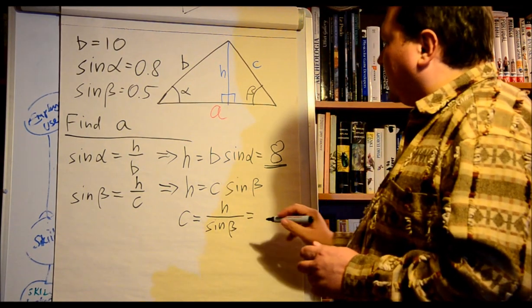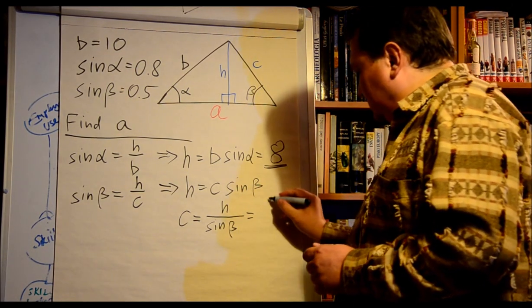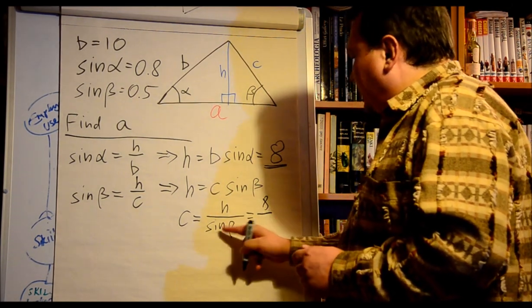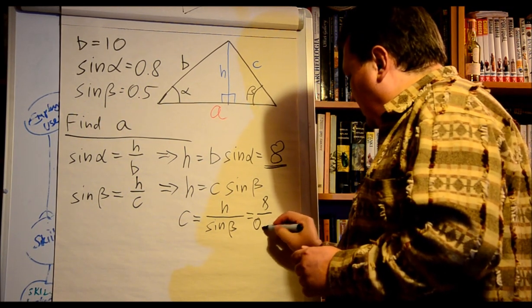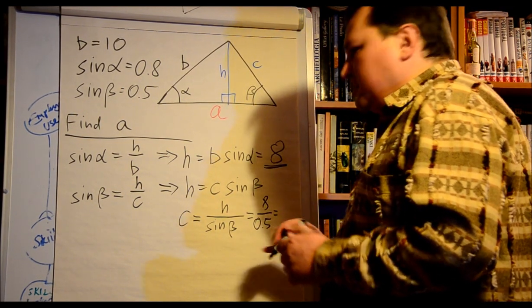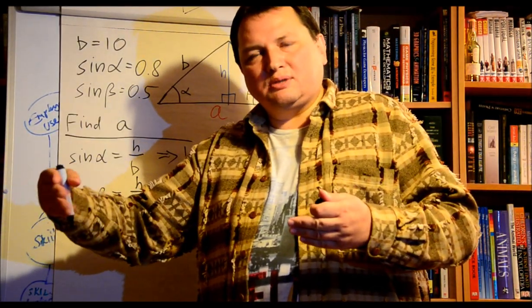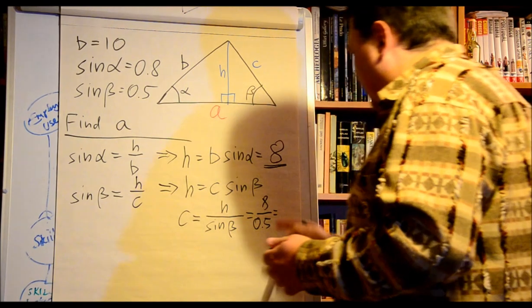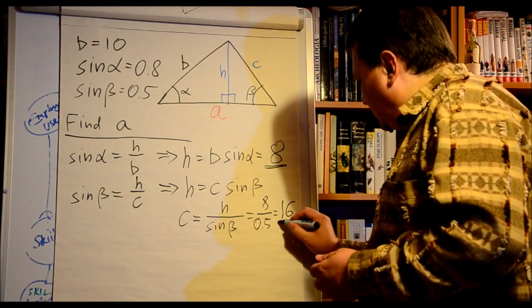And substituting the real numbers, h from this calculation, I know it is 8. Sine beta, I know it's 0.5. So it's 8 divided by half. Division by half is the same thing as multiplying by 2. So it's actually 8 times 2. It is 16.